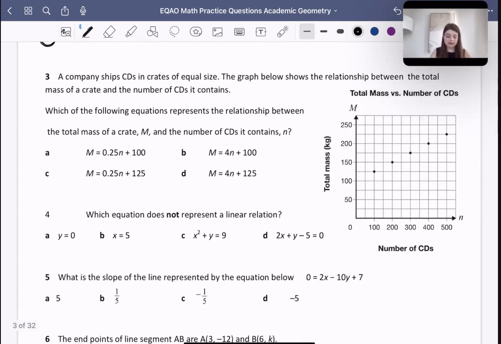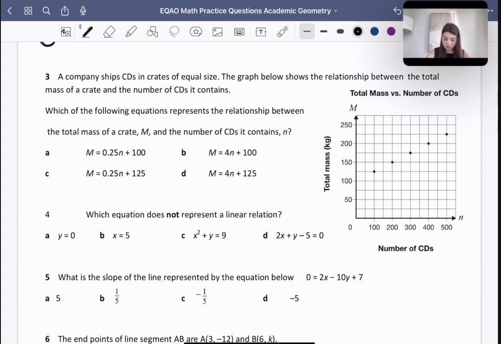Example 3 says, a company ships CDs in crates of equal size. The graph below shows the relationship between the total mass of a crate and the number of CDs it contains. Which of the following equations represents the relationship between the total mass of a crate, M, and the number of CDs it contains, N? Well, let's see.